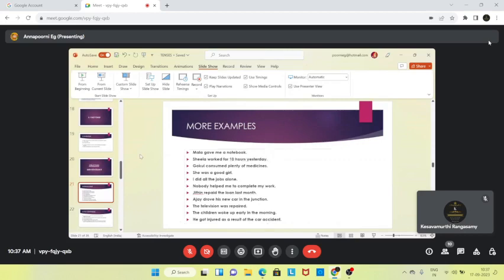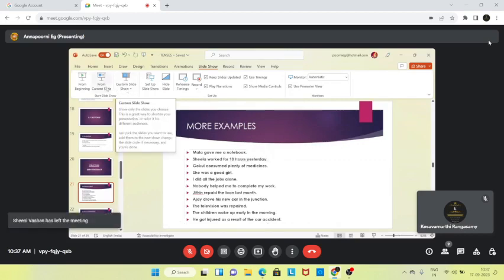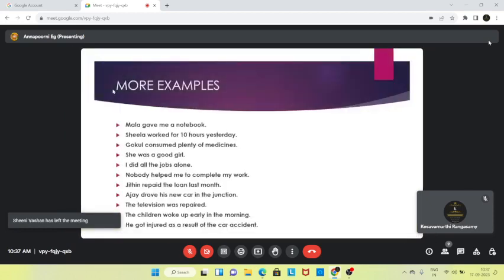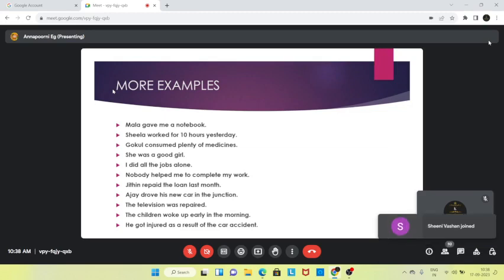Okay. Next, Pranav, can you read the third one? Ma'am, can I say the third one, ma'am? Okay, then you try. Then after that, Pranav can do. Okay, ma'am. Gokul consumed plenty of medicines. Gokul is the subject, ma'am. Consumed is the verb, ma'am. Plenty of medicines is the object, ma'am.